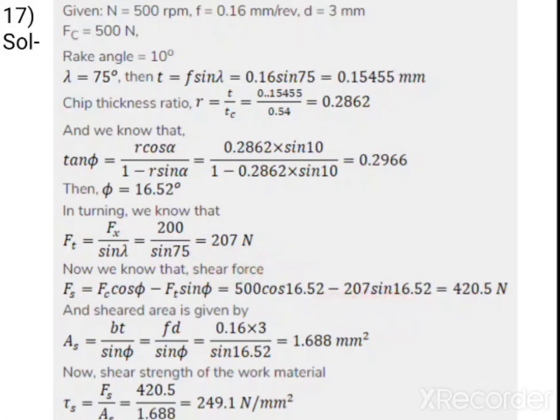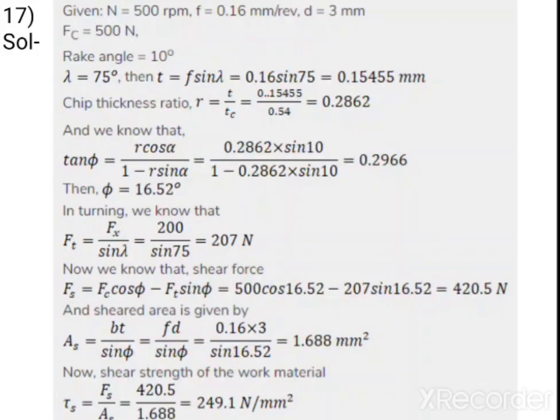Okay, and then how to find the shear area? That is nothing but bt by sine phi. How to find bt? That is feed into depth of cut, so you can just put the value of depth of cut 3 mm and feed as 0.616, and sine phi. From that you will get the shear area.